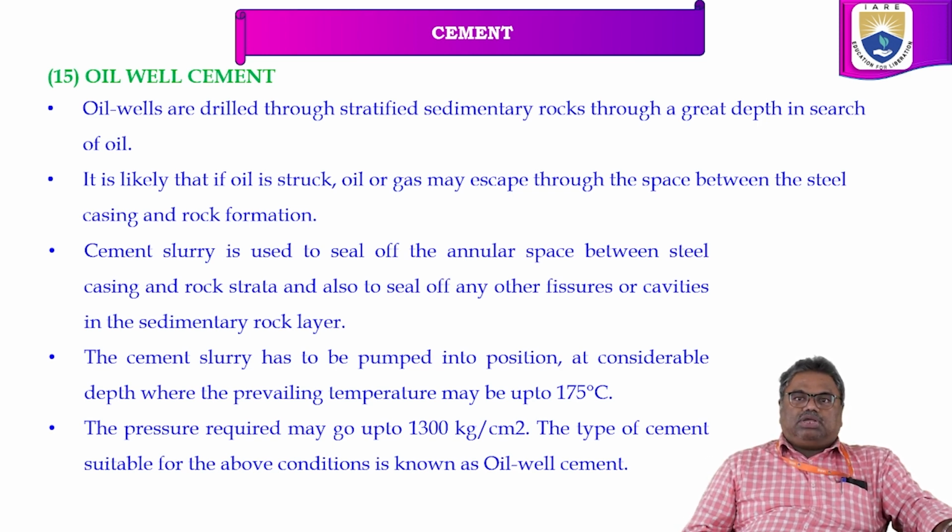This cement has to work at a temperature of 175 degrees centigrade, and the pressure required may go up to 1300 kg per square centimeter. So this type of cement is suitable for the conditions of oil wells. Since we are using this type of cement for oil wells, it is called oil well cement.